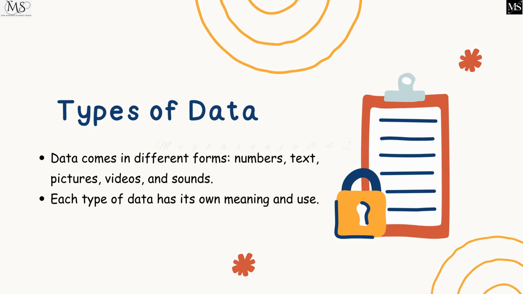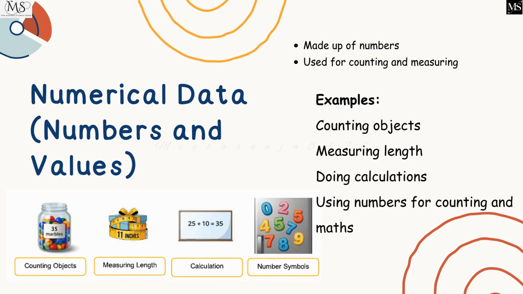Types of data. Data comes in different forms: numbers, text, pictures, videos, and sounds. Each type of data has its own meaning and use. Numerical data, numbers and values, made up of numbers, used for counting and measuring. Examples: counting objects, measuring length, doing calculations, using numbers for counting in maths.